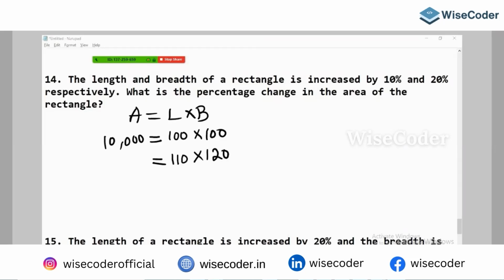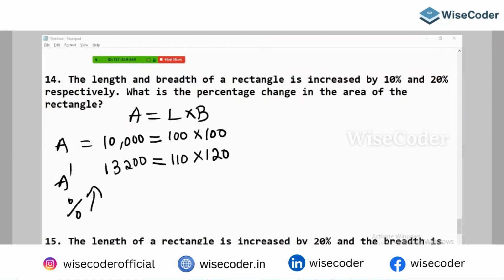So what is the new area? 110 into 120. If you multiply 110 into 120, how much are you going to get? 12 into 11 is 132, so 13200. So this is the old area, this is the new area. What is the percentage change in area?